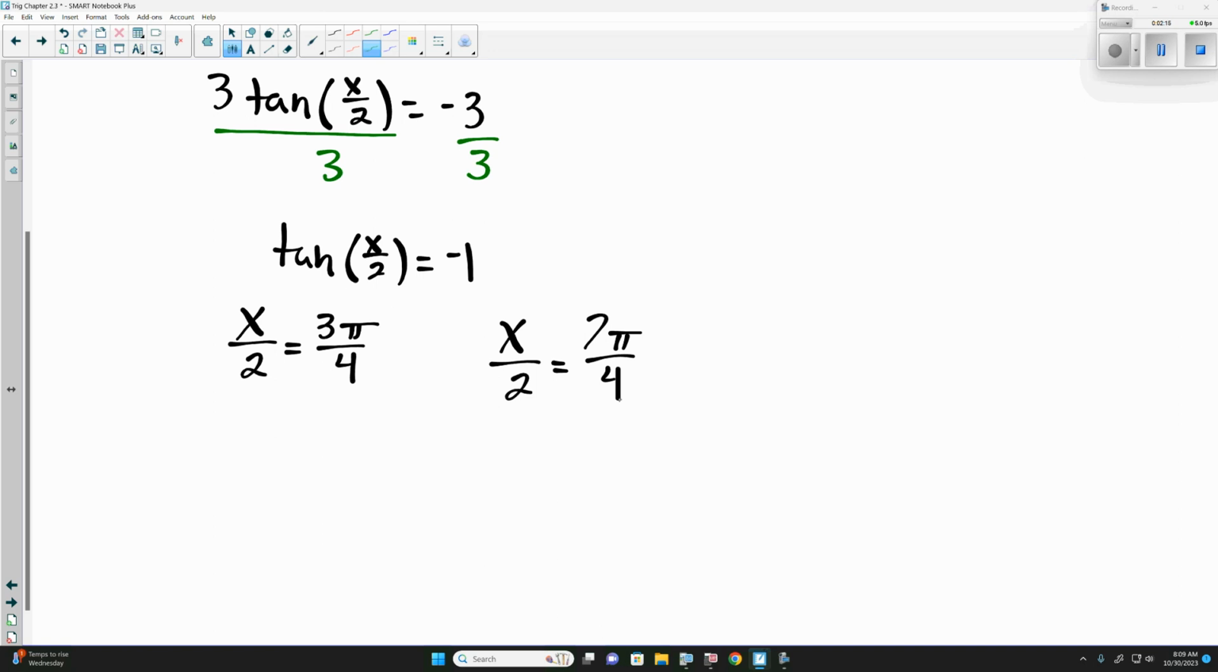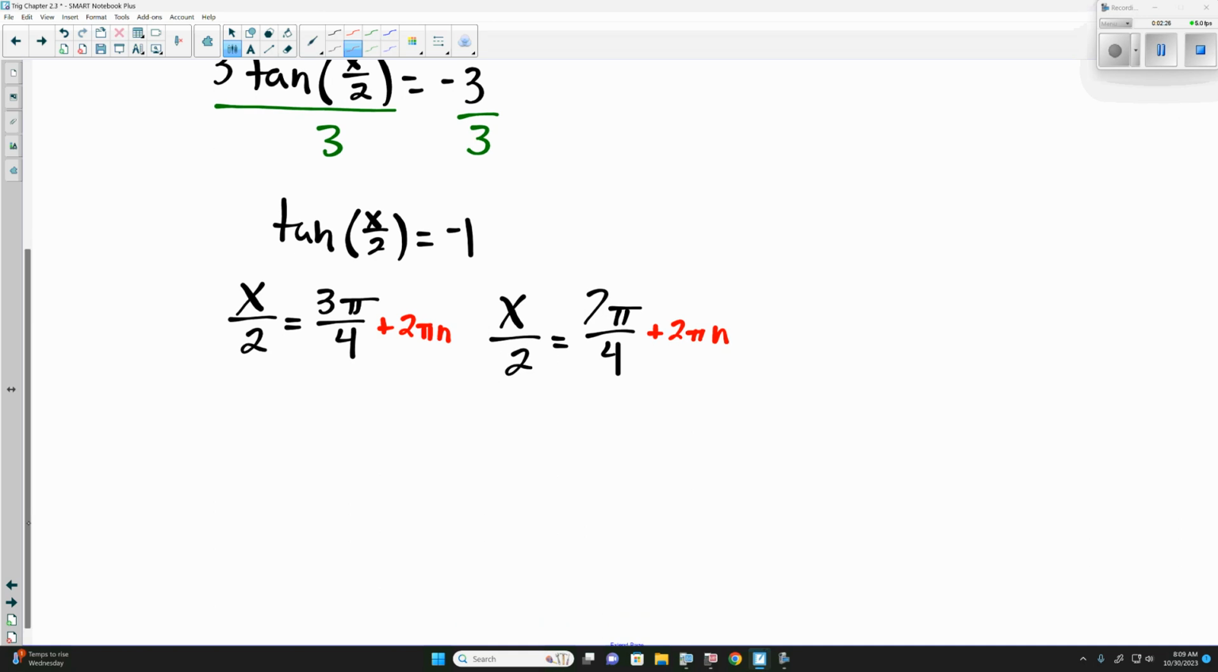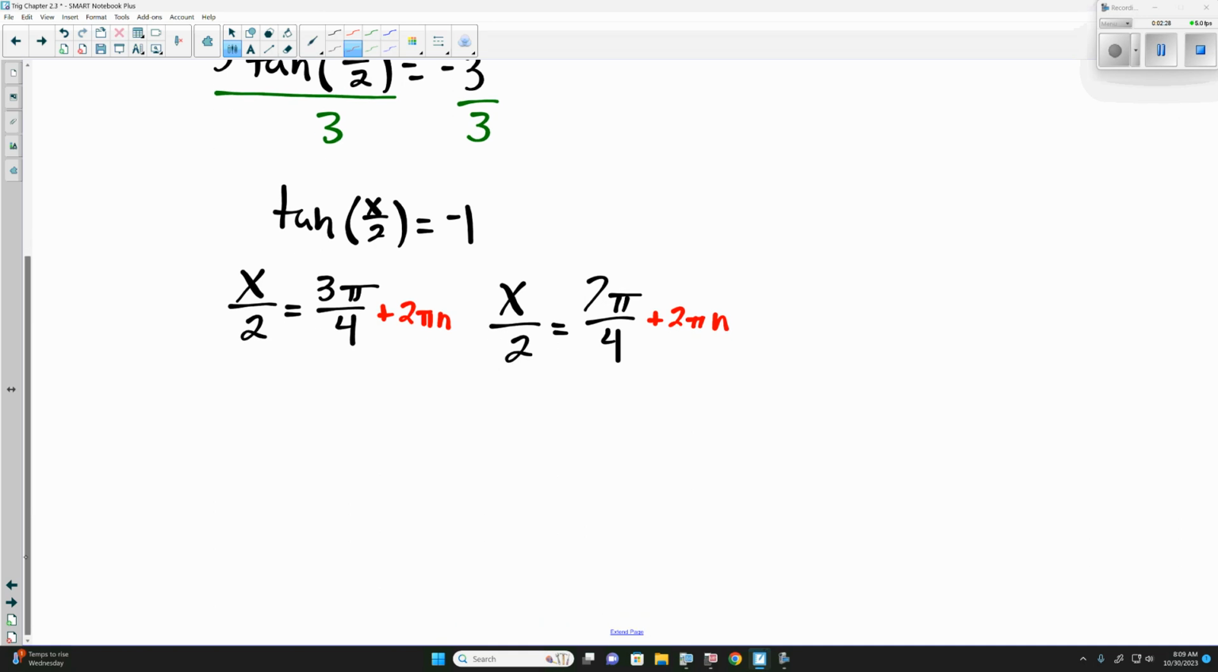Now again, because it didn't tell us that we had to be between 0 and 2 pi, we have to add 2 pi n into it. So we have these 2 statements here. Questions on this so far?